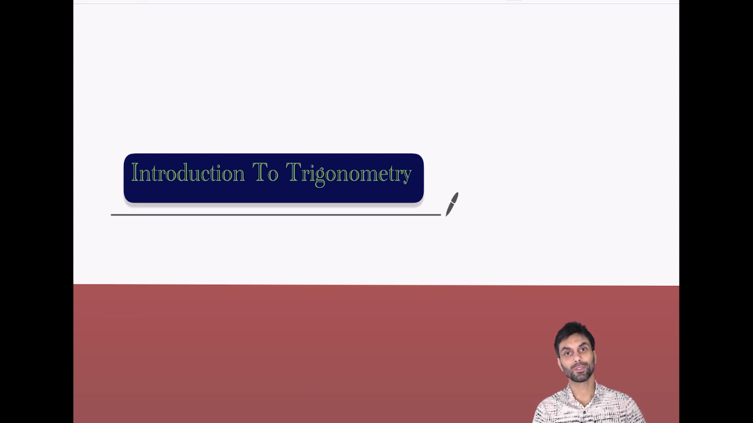Hello everyone. Today again I'm here with another topic of class 10 mathematics where I'll be discussing introduction to trigonometry. In this chapter, first we'll talk about the definition of trigonometry. Then we'll talk about the basic trigonometric ratios, following which we'll discuss trigonometric ratios of some specific angles, and then we'll talk about trigonometric identities. So let's start with the discussion of the chapter.